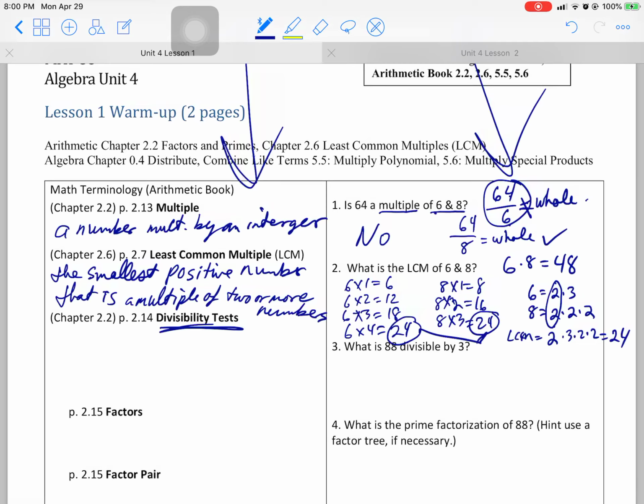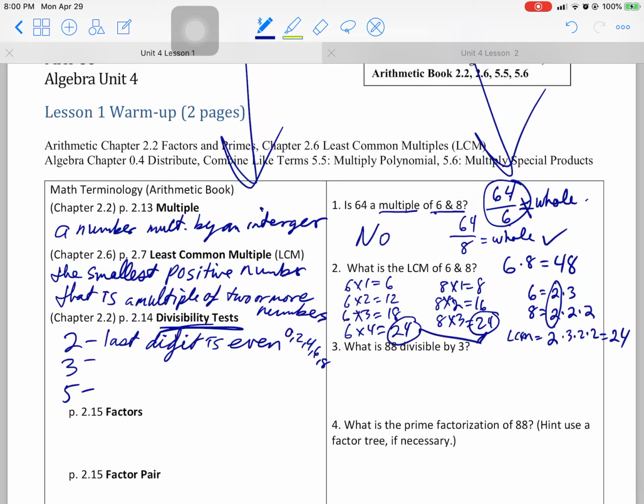Divisibility test. What are the divisibility tests for 2, 3, and 5? Divisibility test for 2: how do you know a number is divisible by 2? You know because the last digit, the last number on the end, is even. 0, 2, 4, 6, 8. If a number ends in one of those numbers, or is one of those numbers, then it's divisible by 2, as in it goes in evenly.